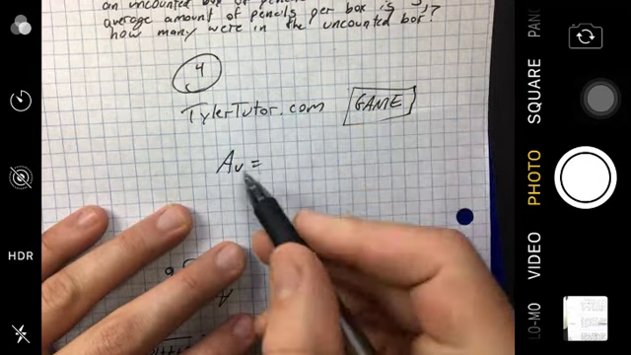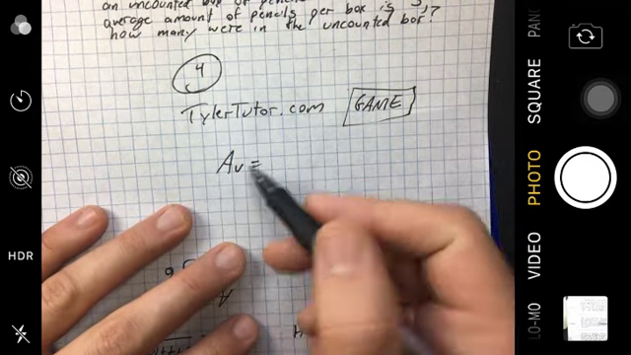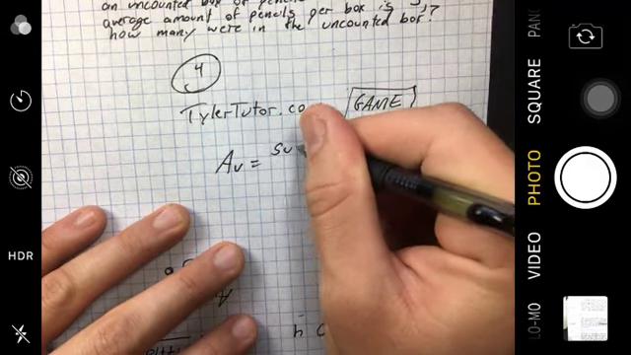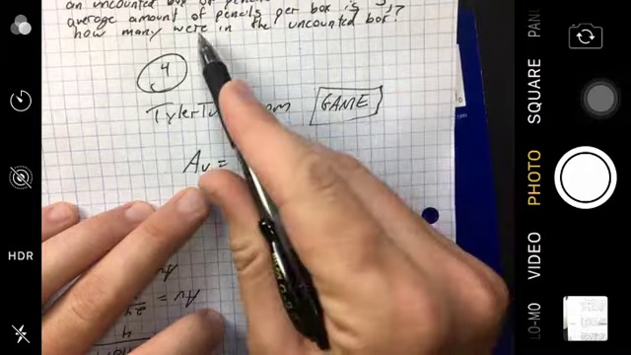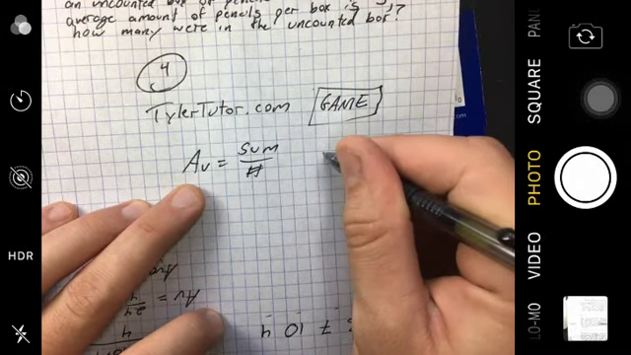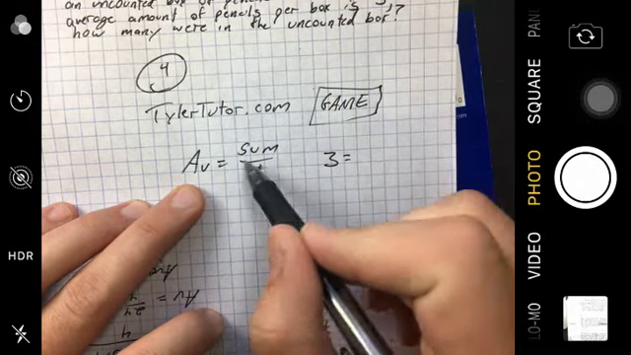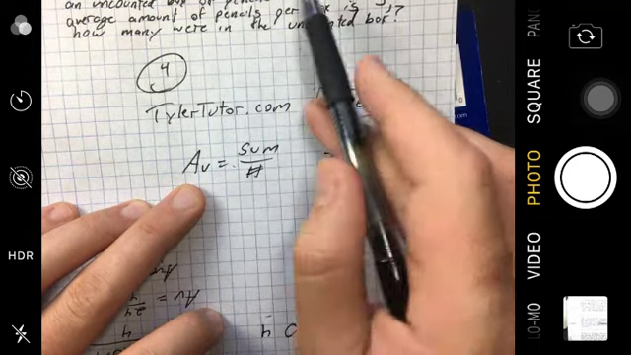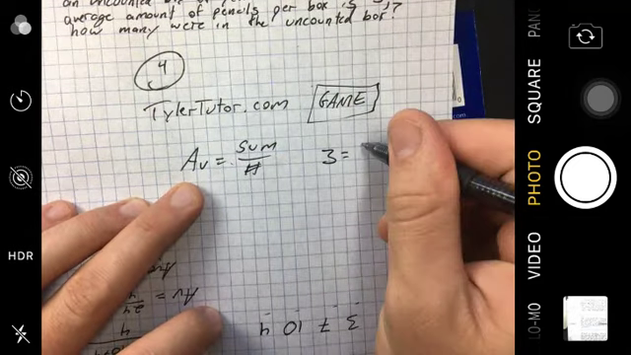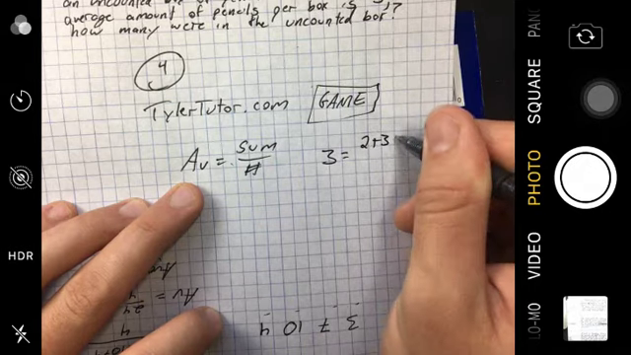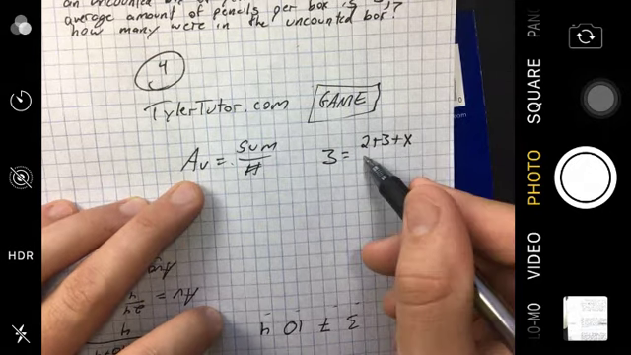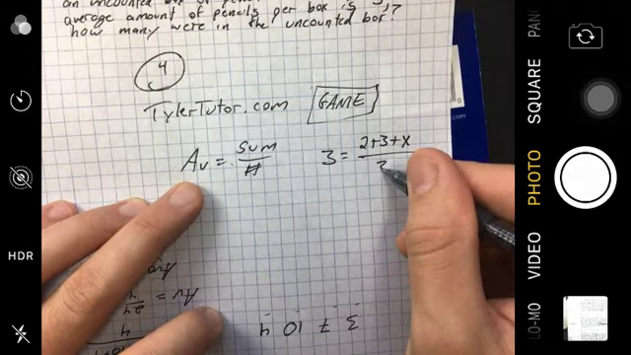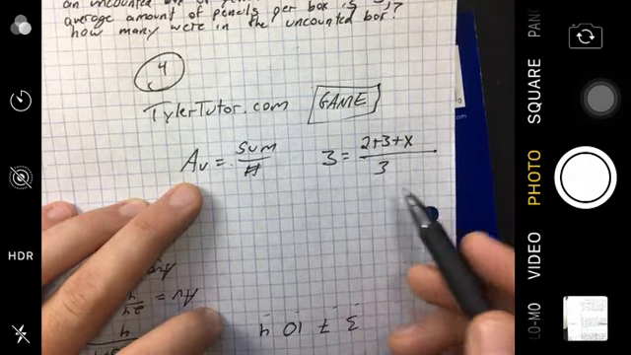So average, let me just set up the equation: sum over numbers. I'm going to fill in what I know. We know that the average is going to be 3, so I fill in that 3. We don't know what the sum is, because we know what 2 of the boxes contain, and we can write those down. But we don't know what this last box contained. Oh my God, we're into algebra. And we know there's 3 boxes. So we can solve this algebraically.